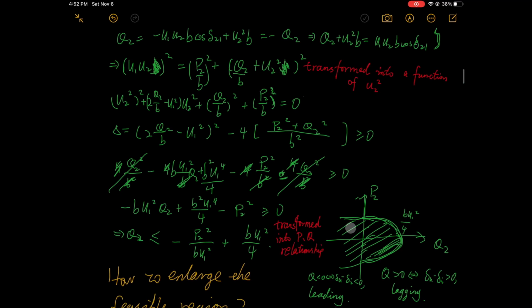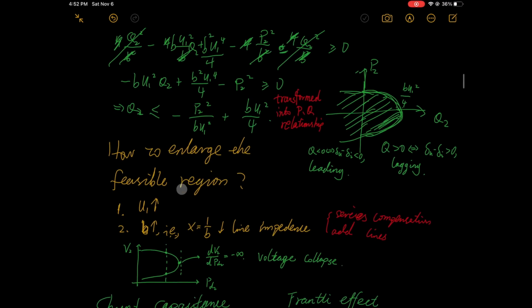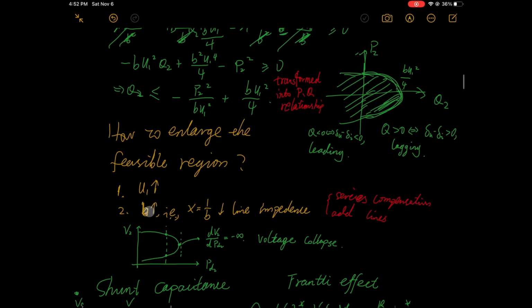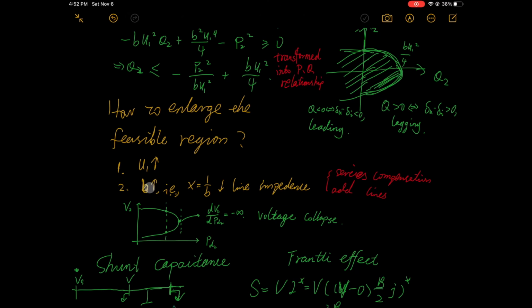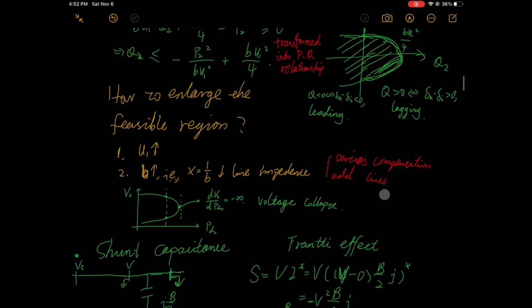How do we enlarge the feasible region? We can either increase U1 or increase the susceptance B, that is, decrease line impedance by adding series compensation or adding parallel lines. Or we just add local reactive power sources at node 2.